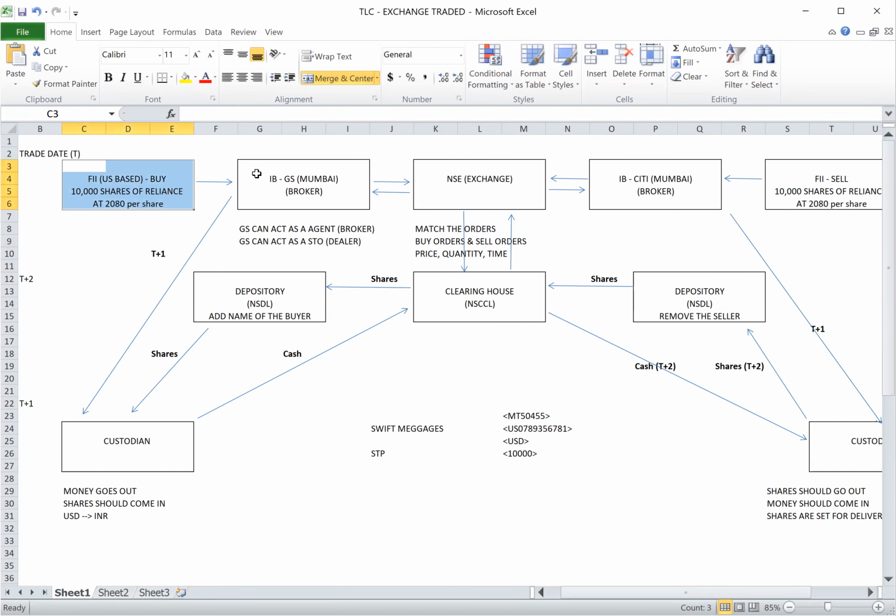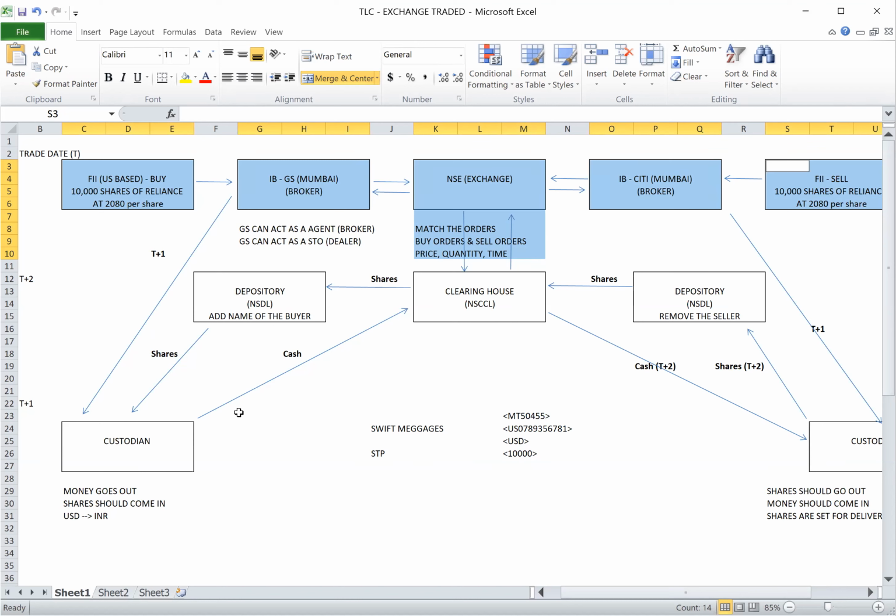Are we clear with this much, guys? Just look at this and tell me, are you clear with this much? Everybody clear? This is what happens on the trade date. This is what happens on T. That means, let's say today, this will happen. Are we clear?